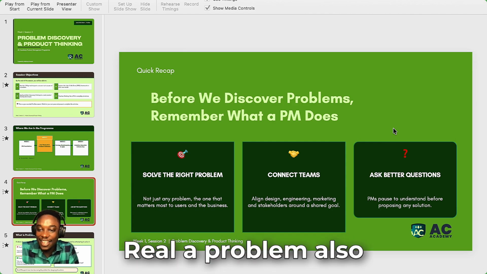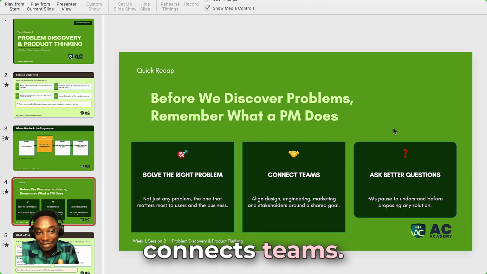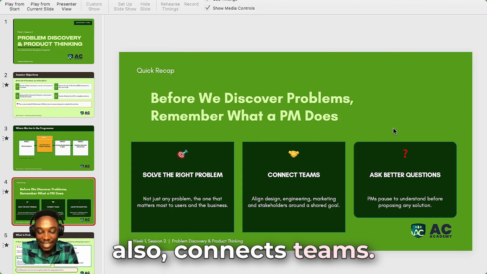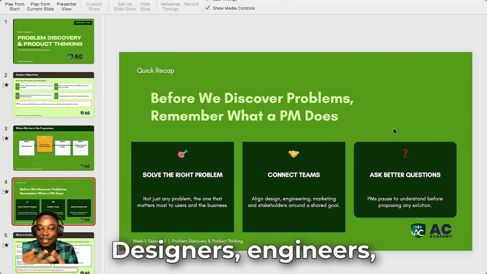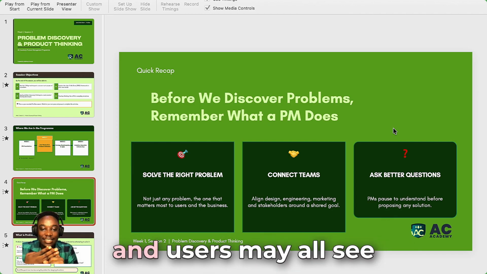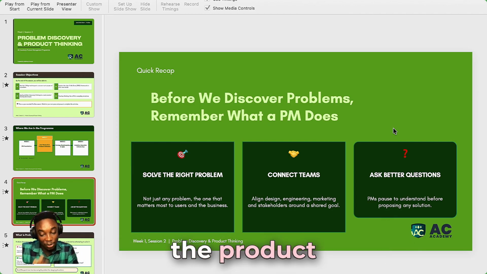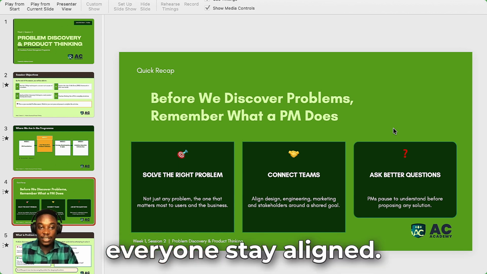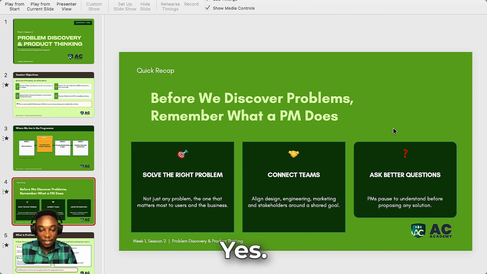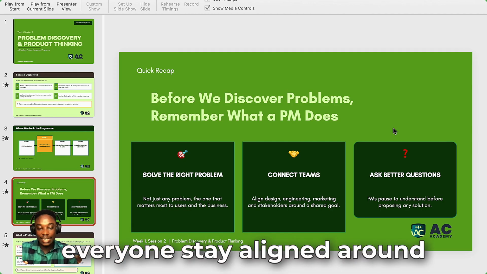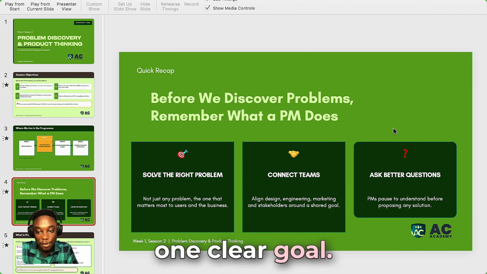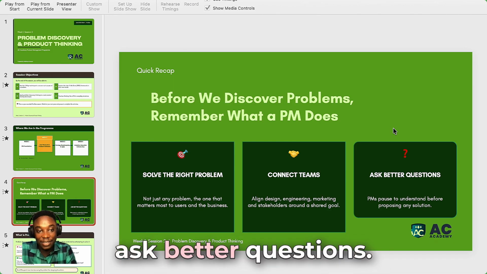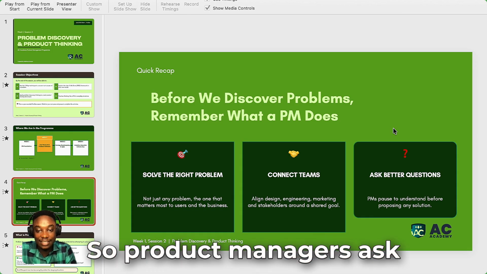A product manager also connects teams. Designers, engineers, marketers, business teams, and users may all see the product from different angles. So the product manager is the one that helps everyone stay aligned. He's like the glue. Yes. So he helps everyone stay aligned around one clear goal. And most importantly, product managers ask better questions.